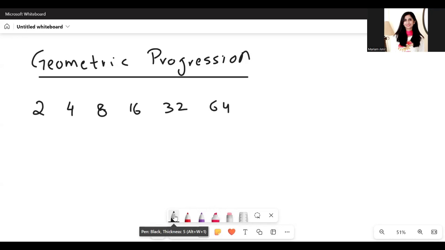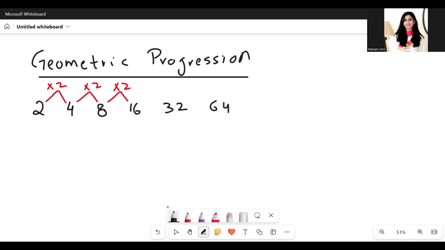So this is called a geometric progression because you get the next value by multiplying by the same value every time. You get a geometric progression. So we see that if we times 2 with the previous term, we get the next term.